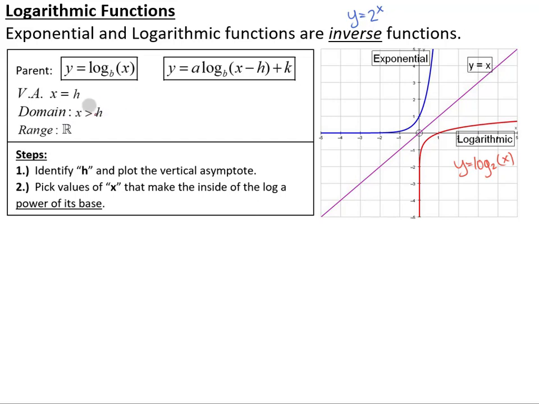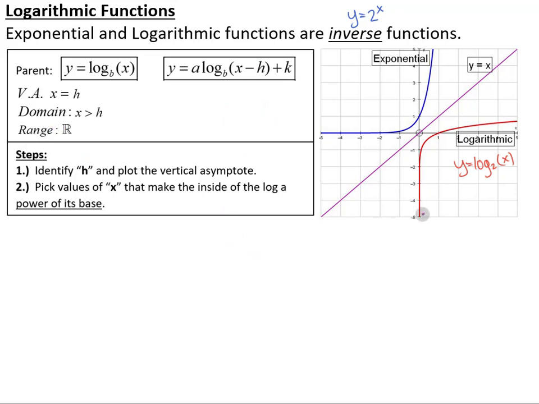Our domain, though: logs, remember, have restricted values. The inside of the log has to stay greater than 0. So in this form, the expression x minus h has to stay greater than 0. If you solve that inequality, that's what we have on the left: x is greater than h. But it's really whatever values of x keep this expression greater than 0. And that's how we can algebraically find our domain for any logarithm.